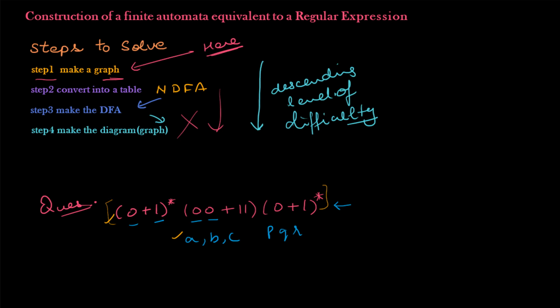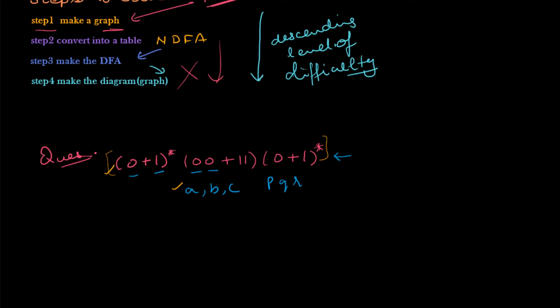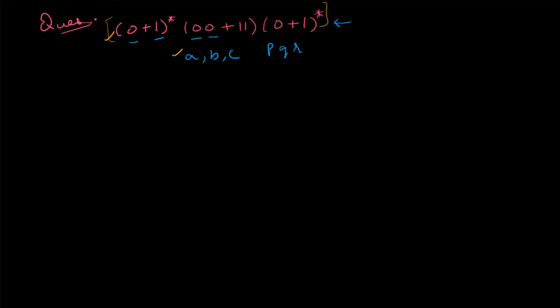We'll be starting with a question that we have on the screen, which is (0+1)* (00+11) (0+1)*. You can see there are three kinds of operations that we'll be dealing with. One is the plus sign, also known as union. I think we shouldn't be using the arrow sign here, because the arrow sign will be used in different places.